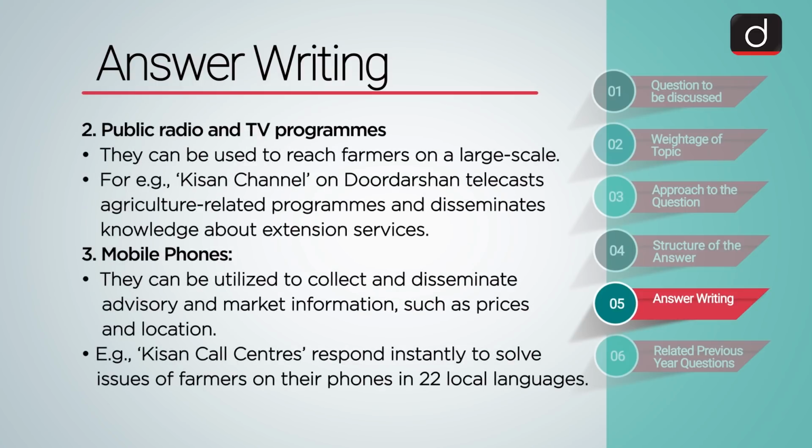Public radio and TV programs. They can be used to reach farmers on a large scale. For example, Kisan Channel on Doordarshan telecasts agriculture-related programs and disseminates knowledge about extension services. Mobile phones. They can be utilized to collect and disseminate advisory and market information such as prices and location. Example, Kisan call centers respond instantly to solve issues of farmers on their phones in 22 local languages.